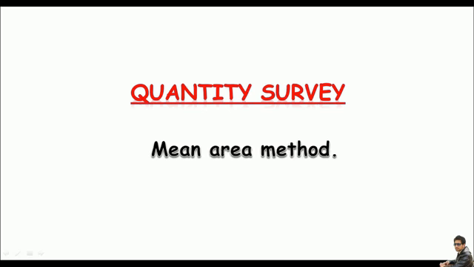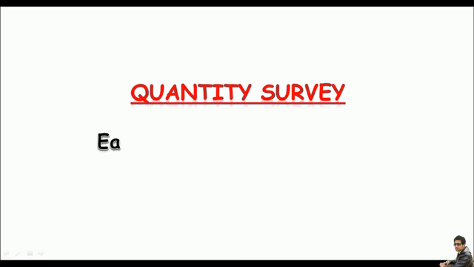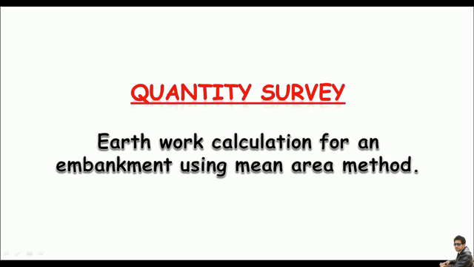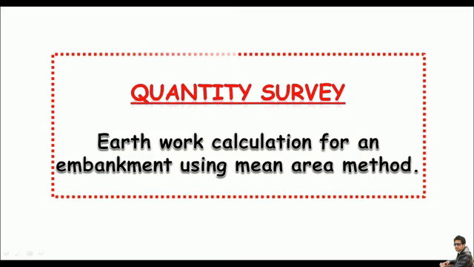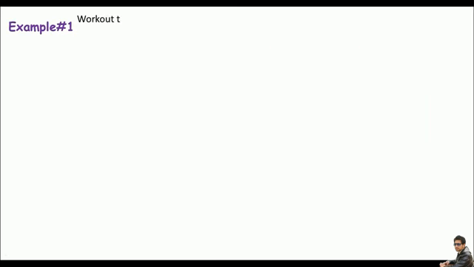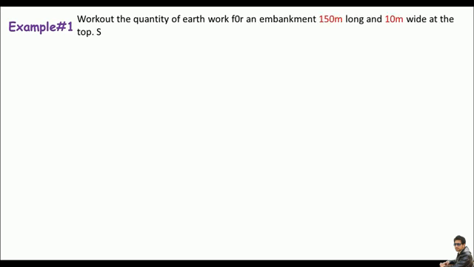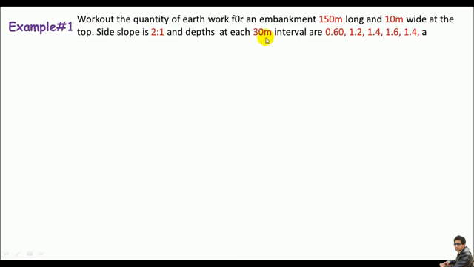Today our topic is the mean area method, and using it we'll learn the earthwork calculation for an embankment. Let's see how the mean area method works. Say we are asked to work out the quantity of earthwork for an embankment 150 meter long and 10 meter wide at the top. The side slope is 2:1 and the depths at each 30-meter interval are also given.